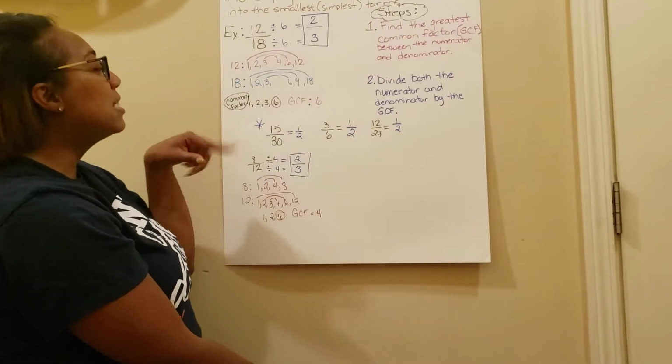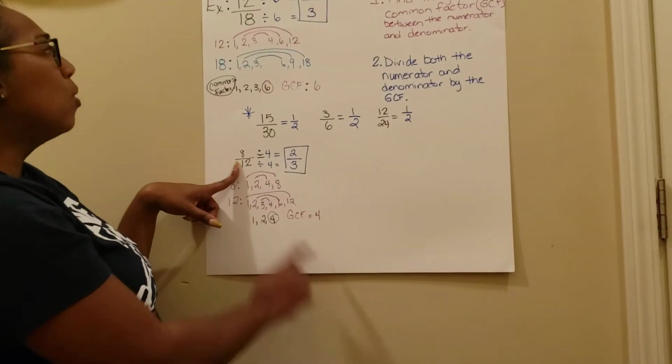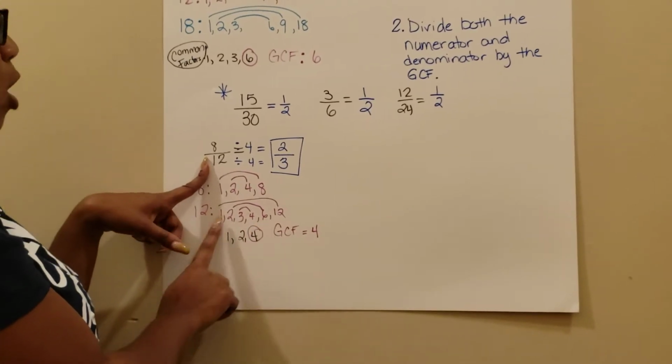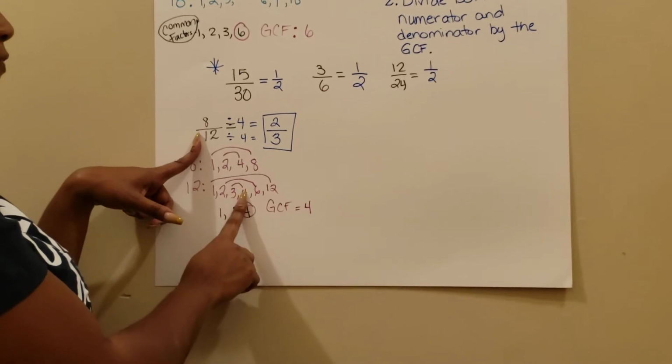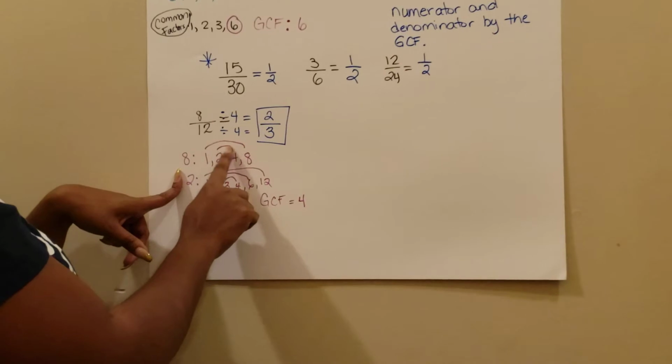Okay, so our second example was 8/12. Well, we already did 12, which is why I put that here. So we already had our factors for 12, which were 1 and 12, 2 and 6, 3 and 4. And our factors of 8 were 1 and 8, 2 and 4.